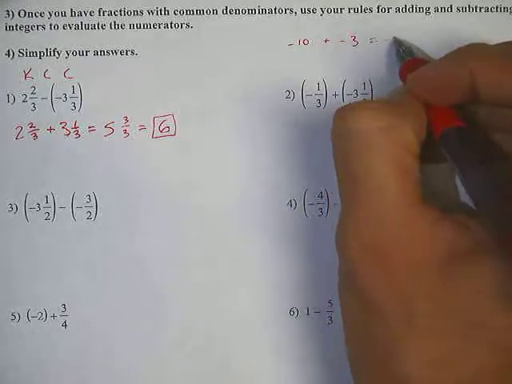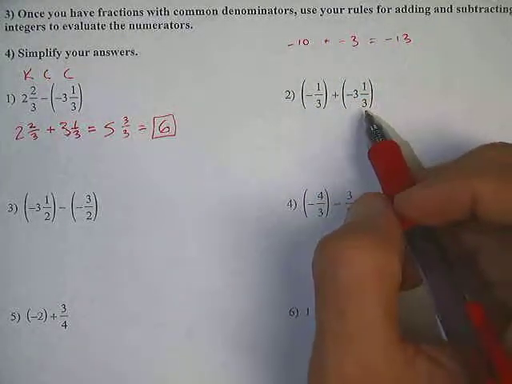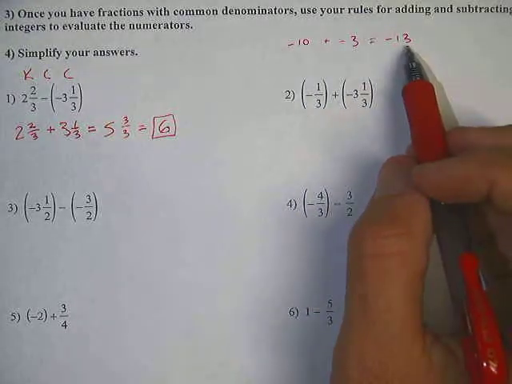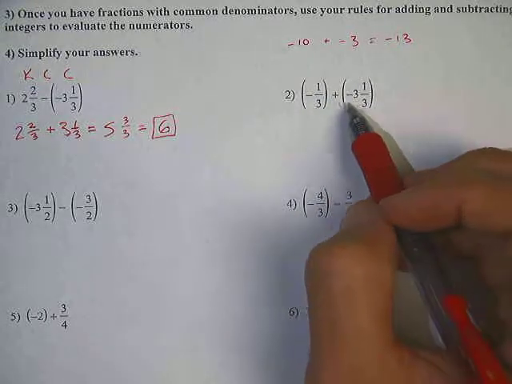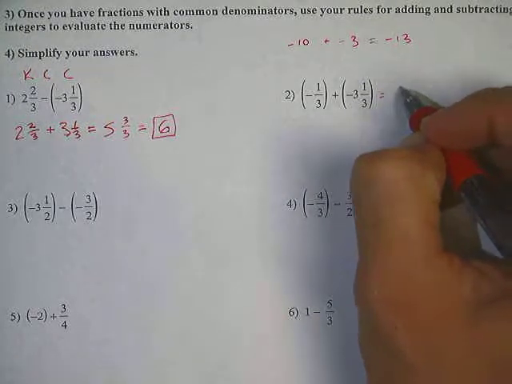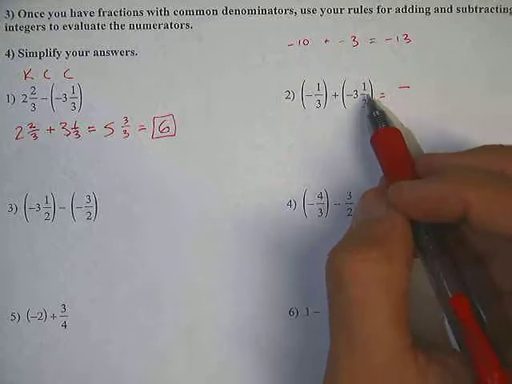Think about when you add negative 10 plus negative 3. When you add negatives, you get more negatives. So when I add these together, I'm just adding the numbers. Like I added the 10 and the 3 to get 13, and then I just knew my answer was negative. It's the same thing here. I'm just going to add these two numbers together, and then I know my answer has to be negative.